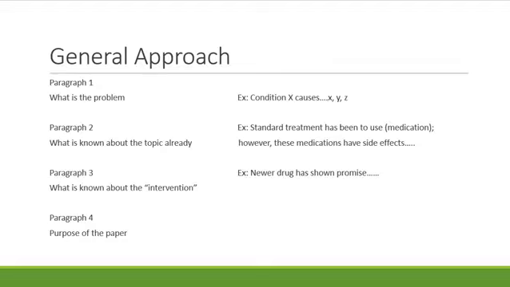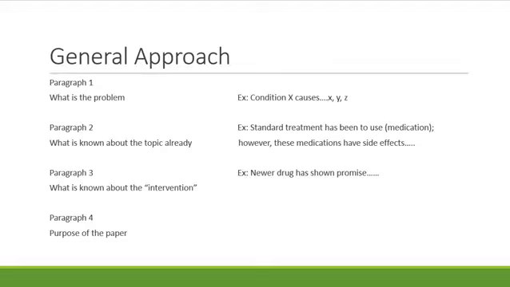But the general approach is identifying the problem. And you'll see that in a lot of articles. In that first paragraph, it'll start off by describing condition X, and then noting maybe things like the prevalence or the incidence of condition X in the population, and how condition X impacts individuals who develop that disease.